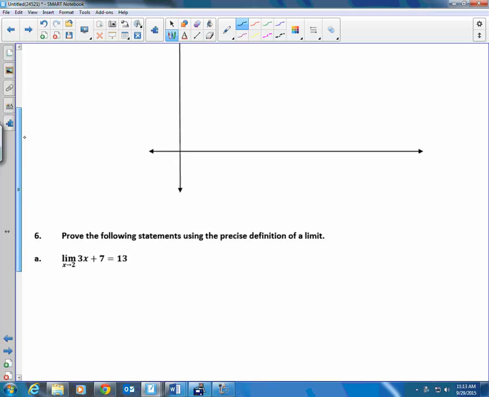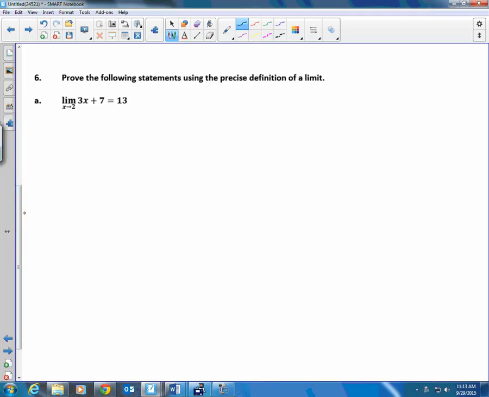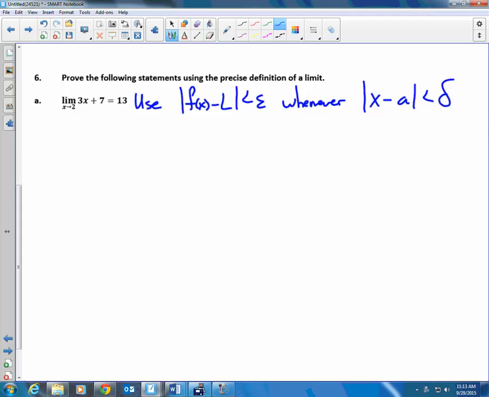Today, we use the precise definition to prove that the limit as x goes to 2 of 3x plus 7 is equal to 13. So, we want to show that this is true using the precise definition. What does that mean? That means that we use the absolute value of f of x minus L is less than epsilon whenever absolute value of x minus a is less than delta.